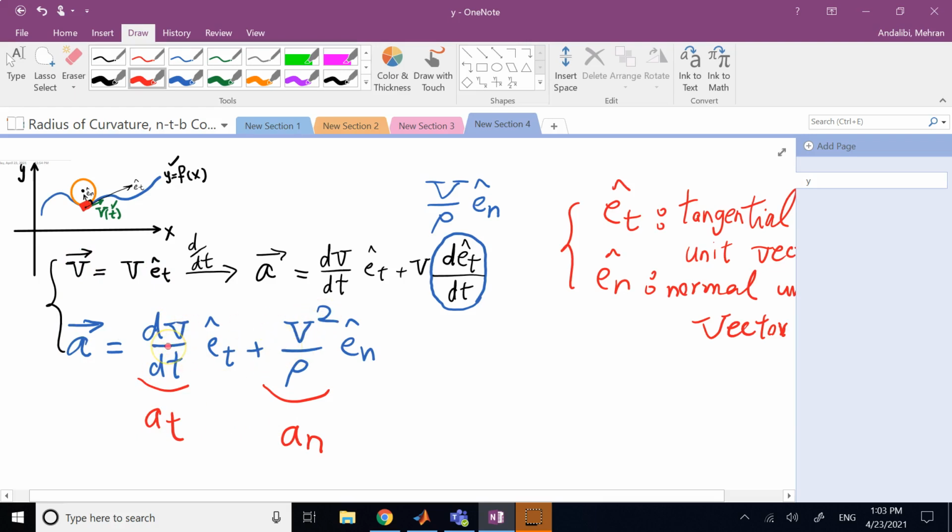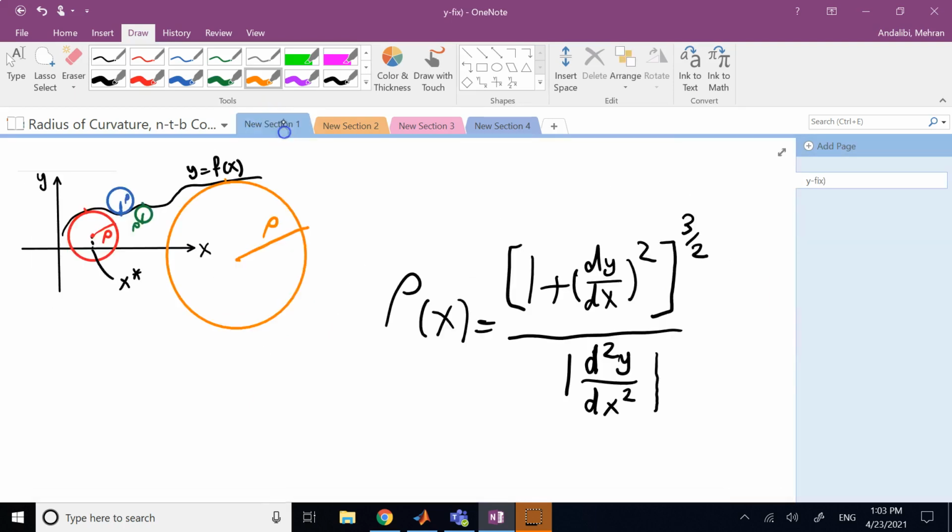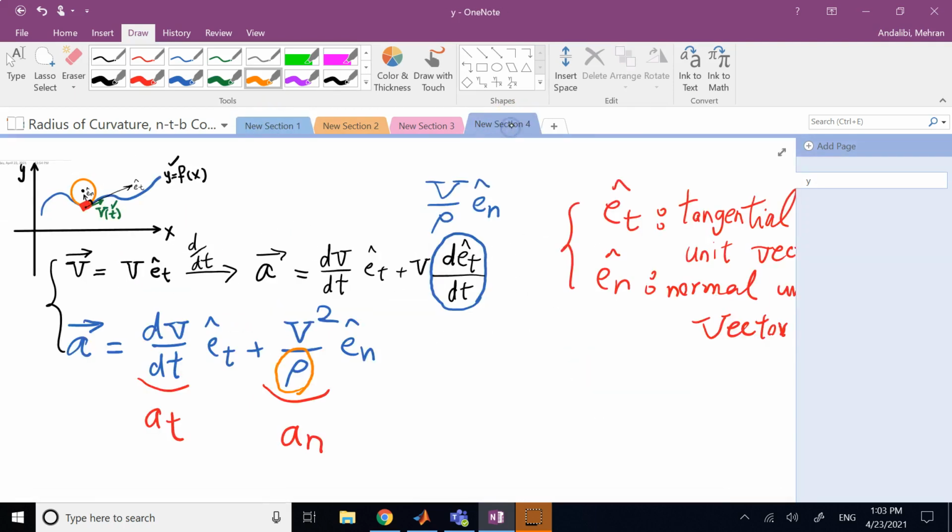It's quite simpler than Cartesian, and we can talk about applications of this, but for now, I wanted to show you here that this rho, this radius of curvature that we talked about a lot, does appear in the calculation of what? Normal or centripetal acceleration in the NT coordinate. So if you want to know at any point how much is AN, you have to know rho at that point, and that's where you use this formula.